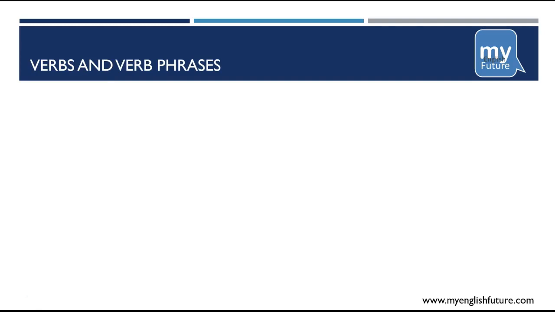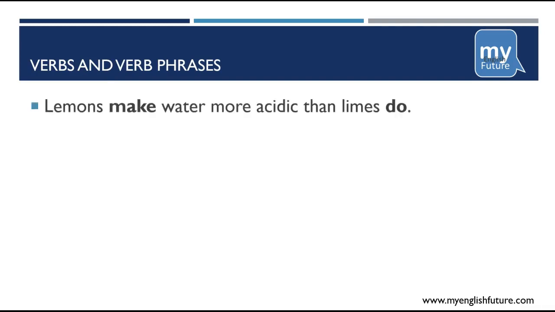Let's move on to verbs. Lemons make water more acidic than limes do. Aha! Now with verbs it gets tricky. The verb is make, but a good English speaker and writer will not repeat the word make. A good English writer will only repeat the auxiliary verb do.